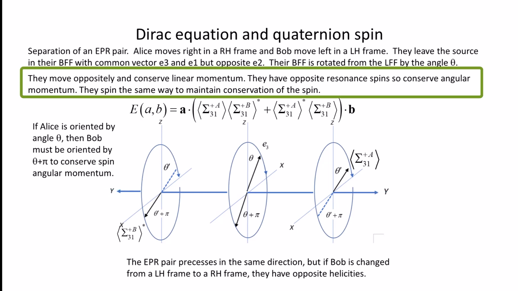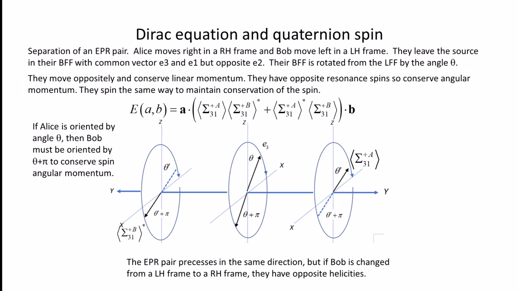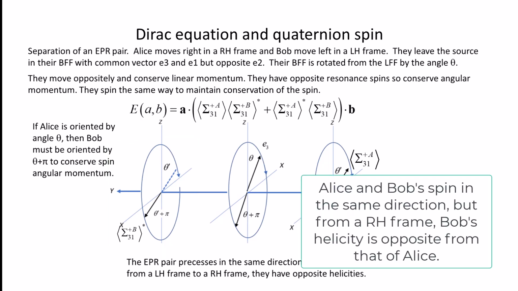As they move oppositely, they conserve linear momentum, and they have the opposite resonance spins, so they conserve angular momentum. They spin the same way to maintain conservation of spin along their trajectories until they reach their respective filters. The correlation is defined as the product of the two spins, and each is contracted with their filters. Note that Alice is in a right-handed coordinate frame with a right-handed rule, and Bob is in a left-handed frame with a left-handed rule. Even though these two spins precess in the same direction, Bob has opposite helicity when viewed from the right-handed frame.